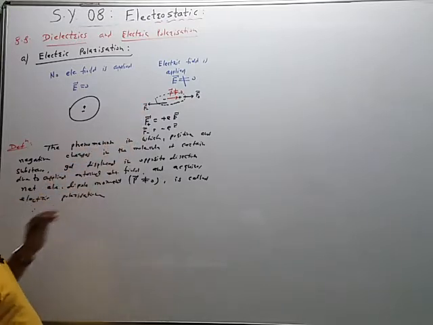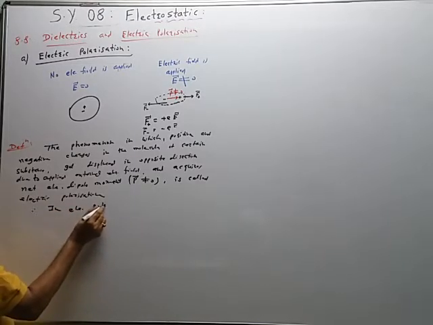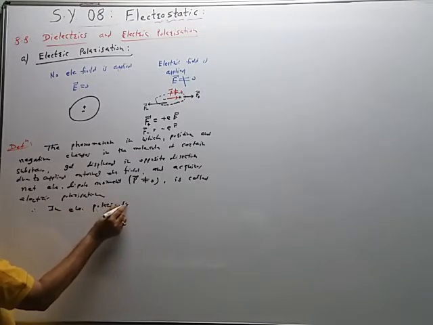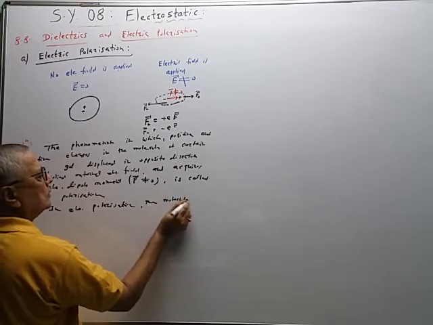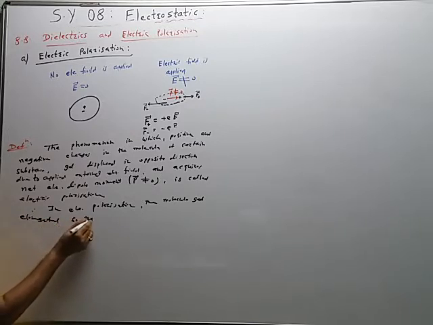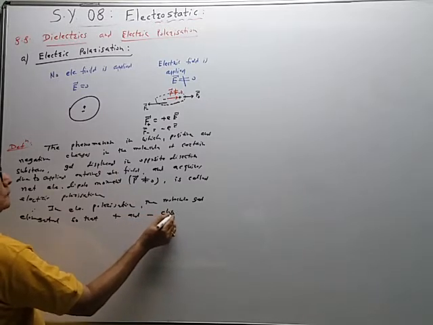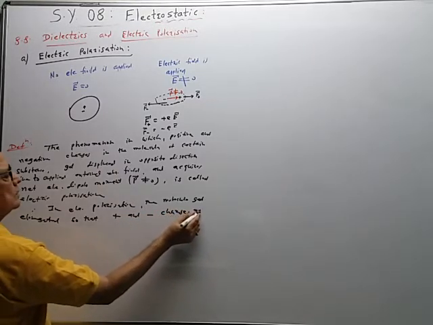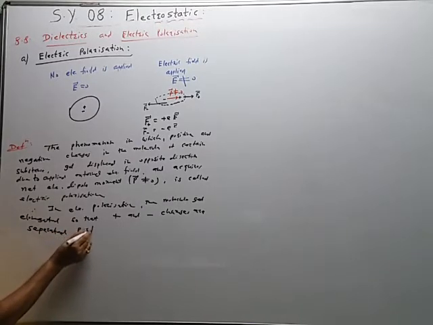So actually what happens that we have seen in electric polarization, the molecule gets elongated so that positive and negative charges are separated partially.